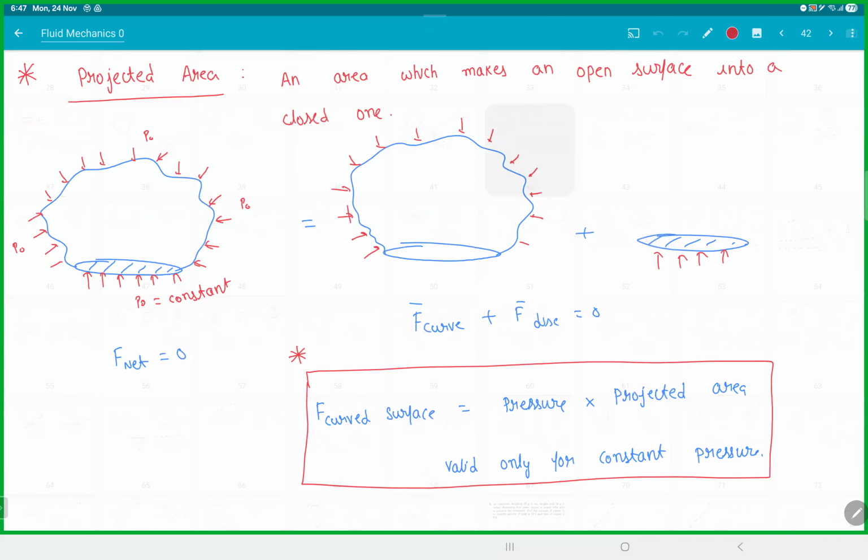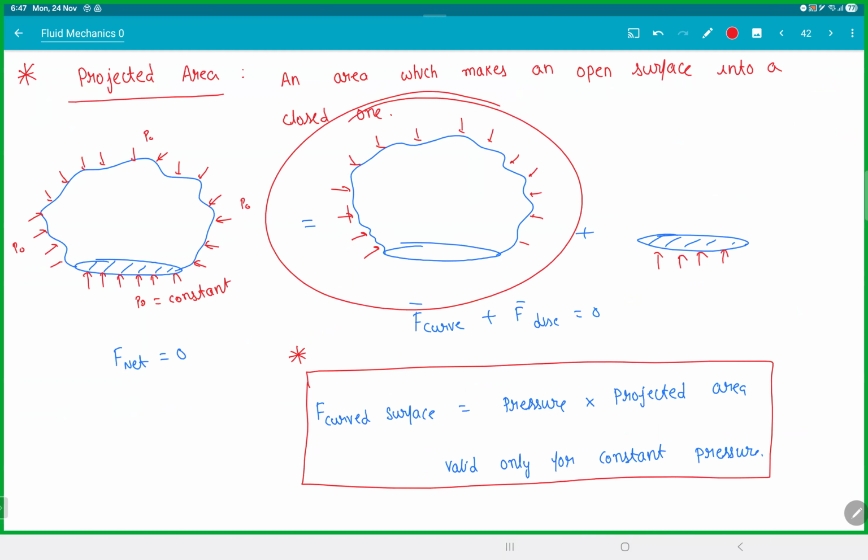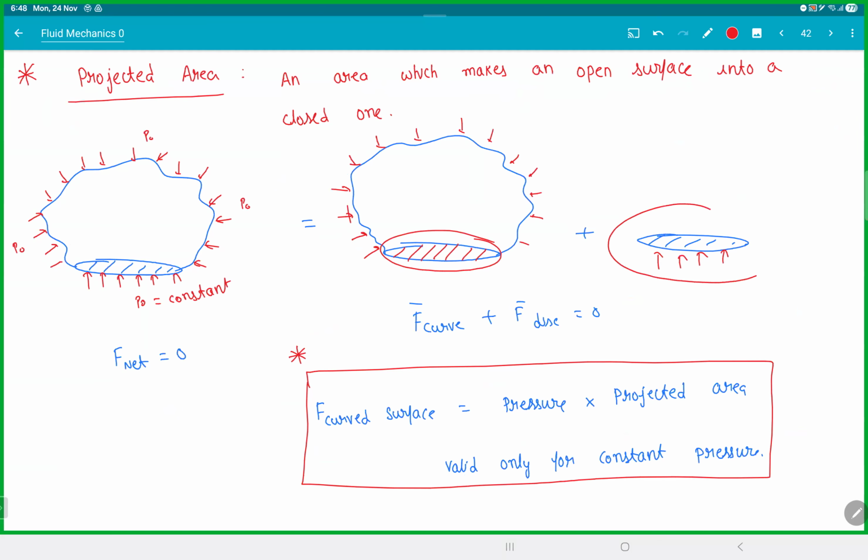So if you have any random surface, the force on that curved surface will be equal to, you just take this area. Projected area is an area which makes an open surface into a closed surface. If you want to make this random surface into a closed surface, I just need to fill up this disk. So this disk will be the projected area. And the proof is pretty simple.